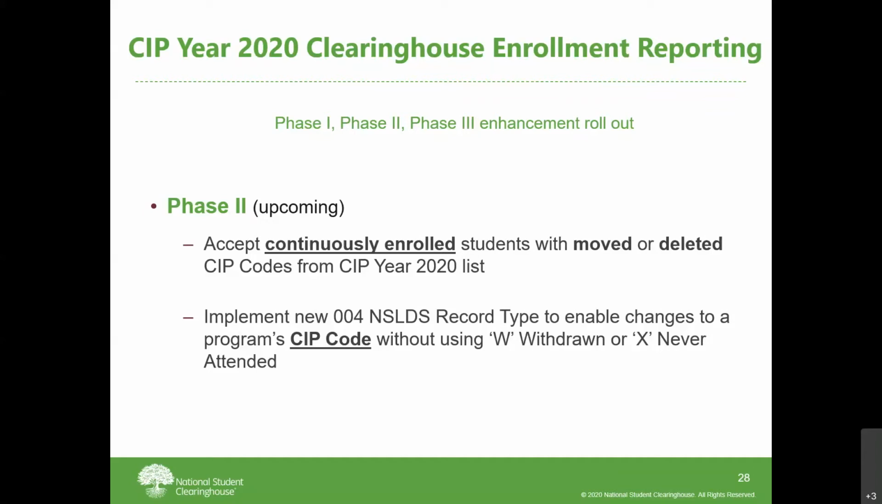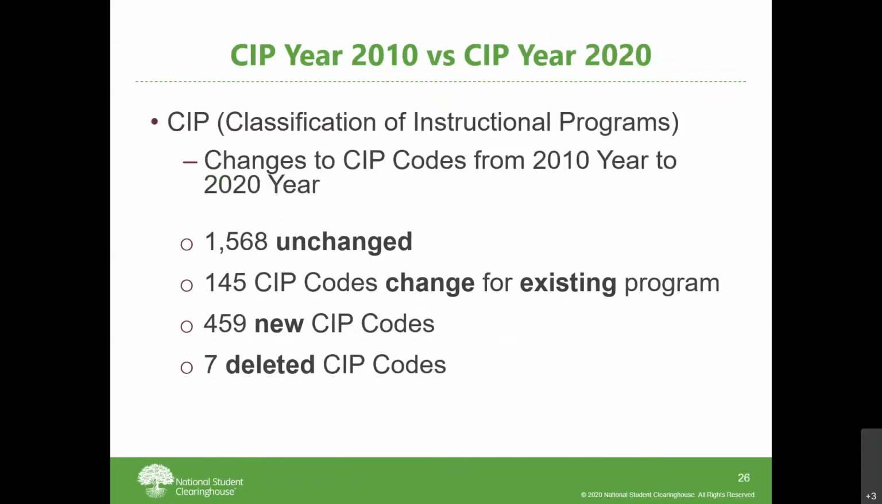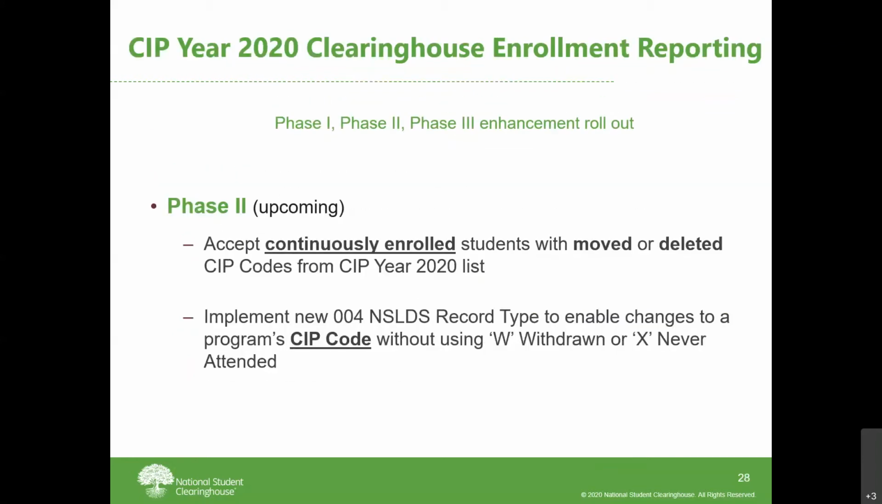Phase two is going to mean at that point, we're going to accept continuously enrolled students with a moved or deleted CIP code. So if we go back to this slide, we're talking about these 145 and 459, the new or deleted, okay? And why that's such a critical piece where we underline continuously enrolled. If it's a new student, that's going to be different. So those are going to be fine if you've changed over enrollment reporting for those.